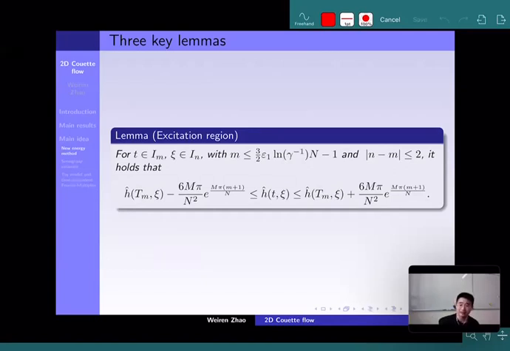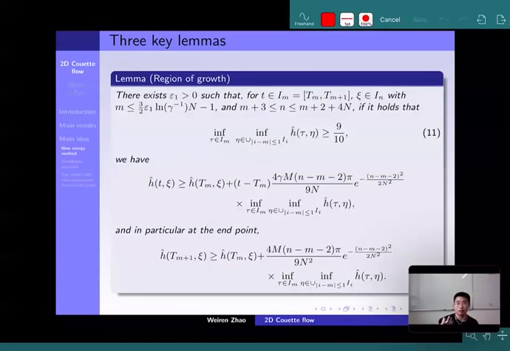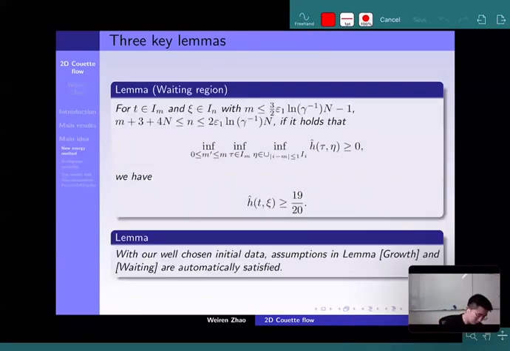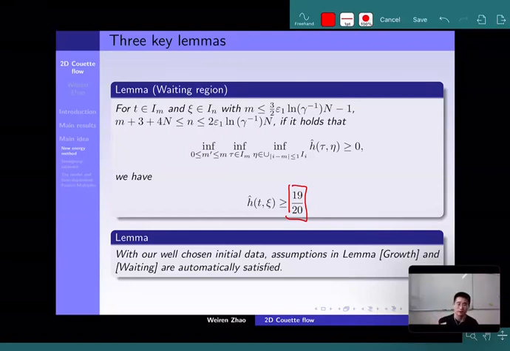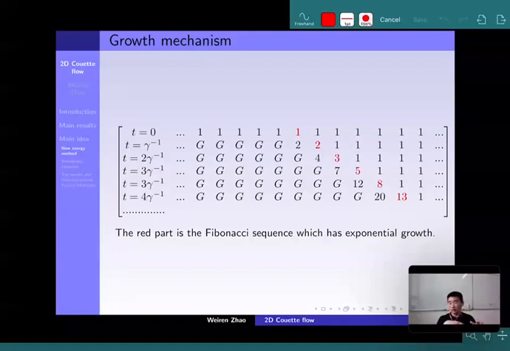First, in the excitation regime, we say that the data during this time does not change too much. So it's almost like the time in the previous step. In the region of growth, we prove that the data has some positive growth. It becomes larger, excited by the excitation regime. And in the waiting regime, we prove that the data still has some lower bound. Initially the data is like 1, while in the waiting regime, it still has a lower bound, almost close to 1. And the last lemma tells you that with our well-chosen initial data, the assumptions of these lemmas hold automatically. So this is the final growth mechanism.